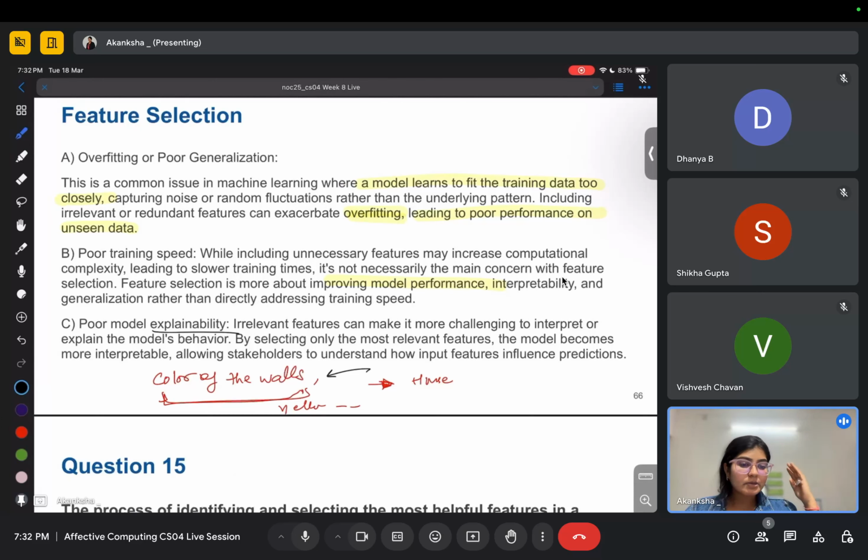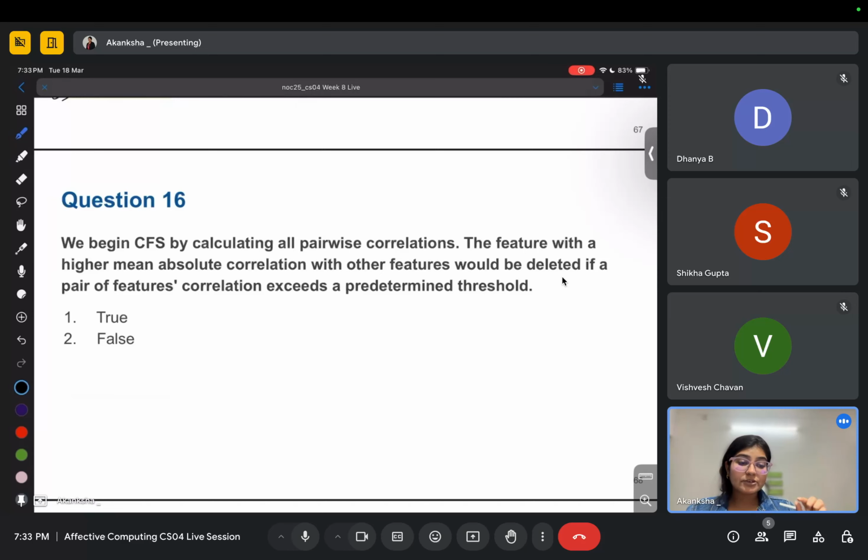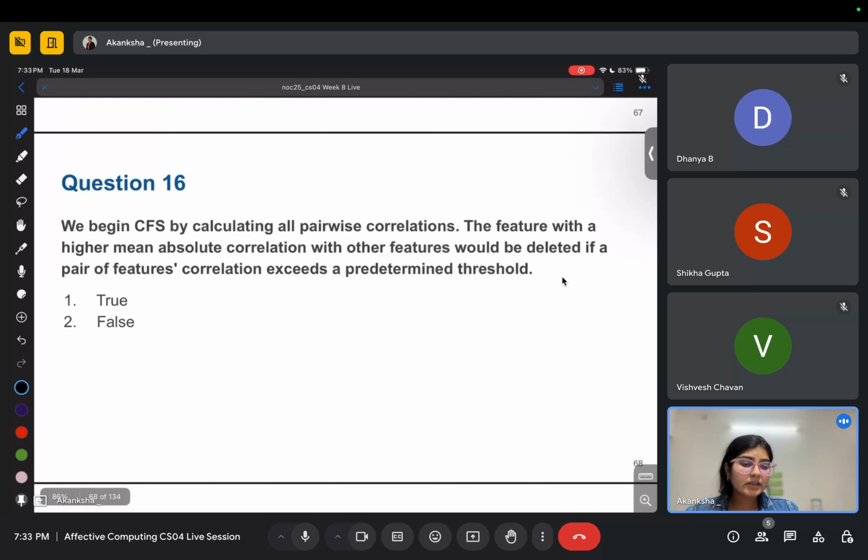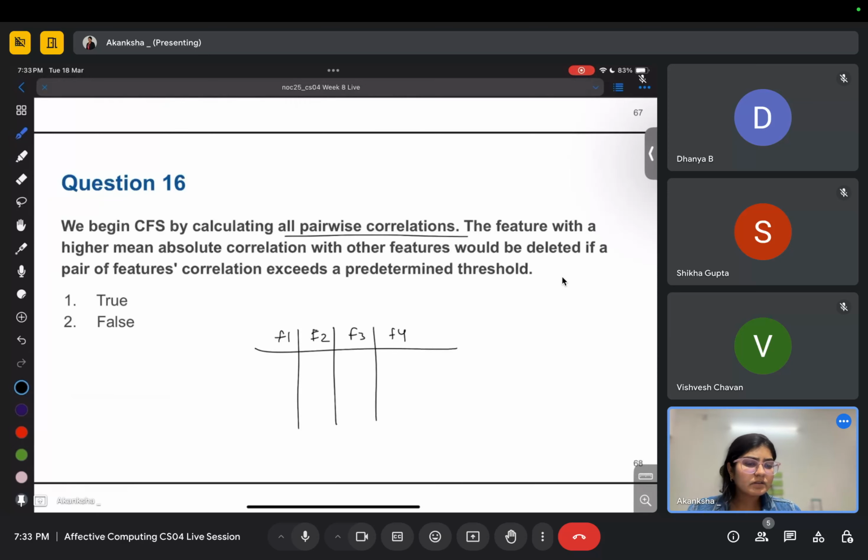Okay, we begin CFS by calculating all pairwise correlations. Now this is interesting. CFS is basically feature selection, okay? So correlation-based feature selection, and it calculates all pairwise correlations. The feature with a higher mean absolute correlation would be deleted if a pair of features' correlation exceeds a predetermined threshold. So I will just explain it to you. Let's say we have feature 1, feature 2, feature 3, and feature 4. We want to see which features are redundant, or which can be removed, which are not important.